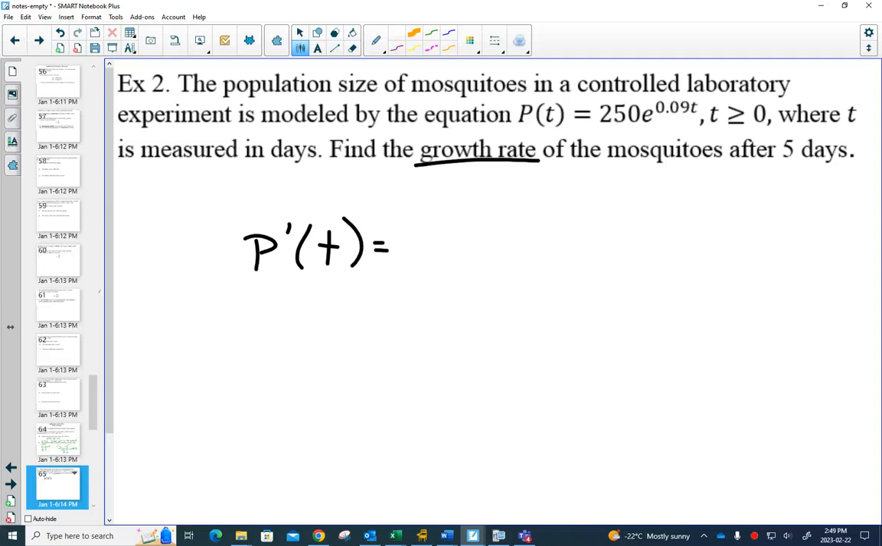We would have chain rule, because that 0.09t is inside of e. So how do we do the chain rule? We do the derivative of our outside function. The outside function would be e to the 0.09t, and the derivative of that is itself, and then we multiply by the derivative of the inside function, which is 0.09.